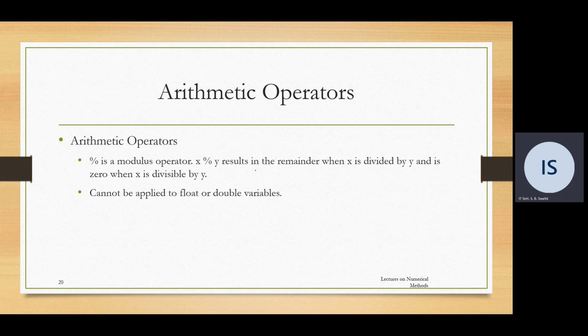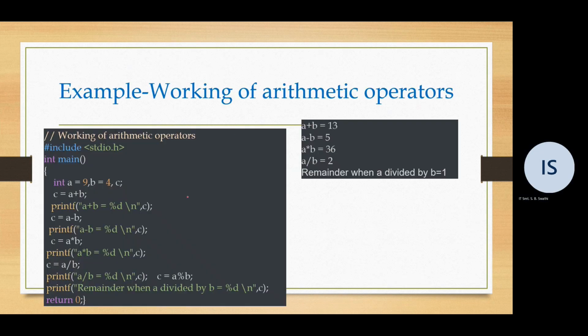Okay, so x % y will always give the result in terms of the remainder. And this particular symbol cannot be applied to float or double variables. So this is a sample example, students. Three variables are declared and c = a + b, the arithmetic operators, are executed.